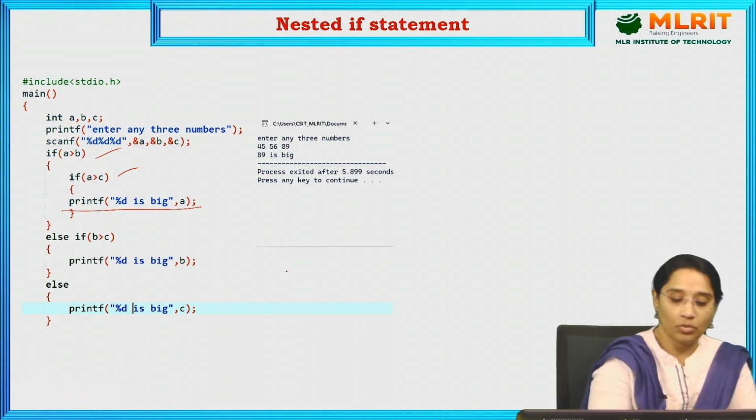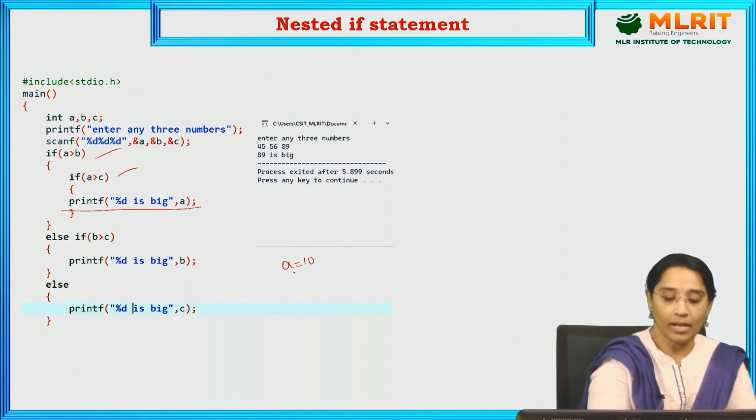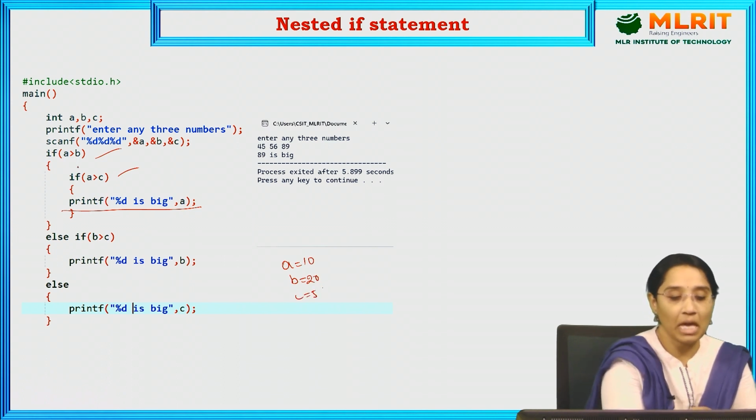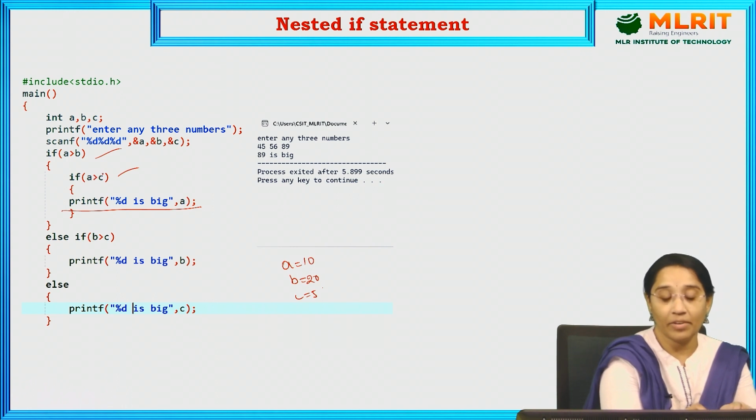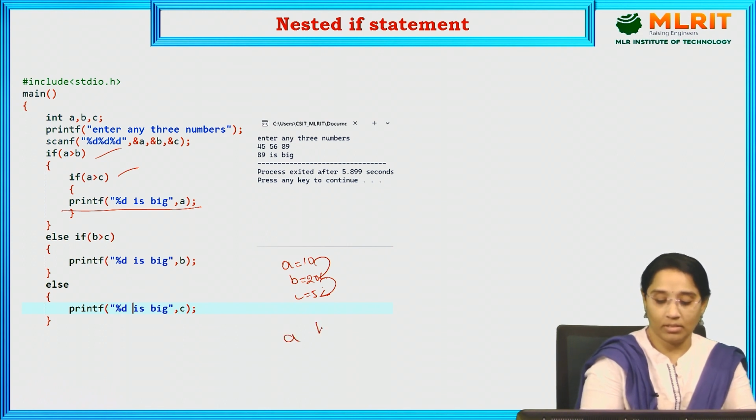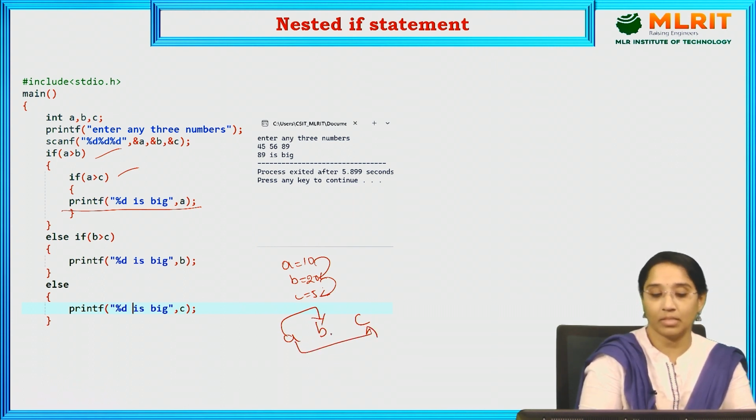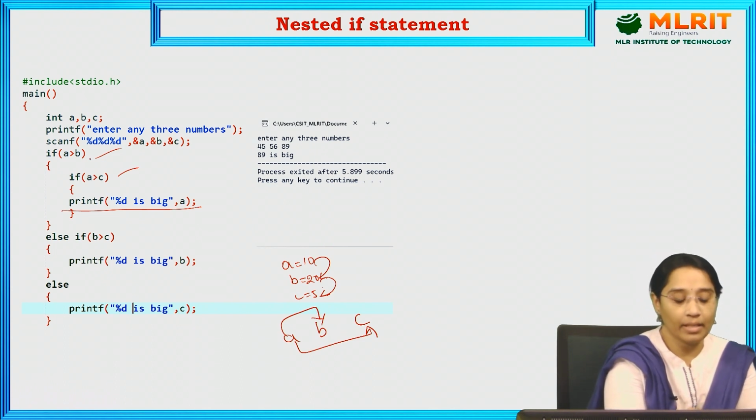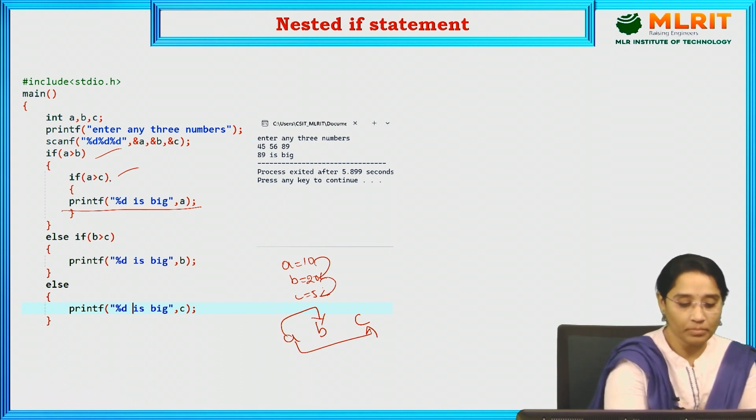What we have taken is a equals 10, b equals 20, c equals 5. So if a greater than b is one condition, I am checking a with b and a with c. I am comparing whether b is big or c is big. So here a greater than b and a greater than c.